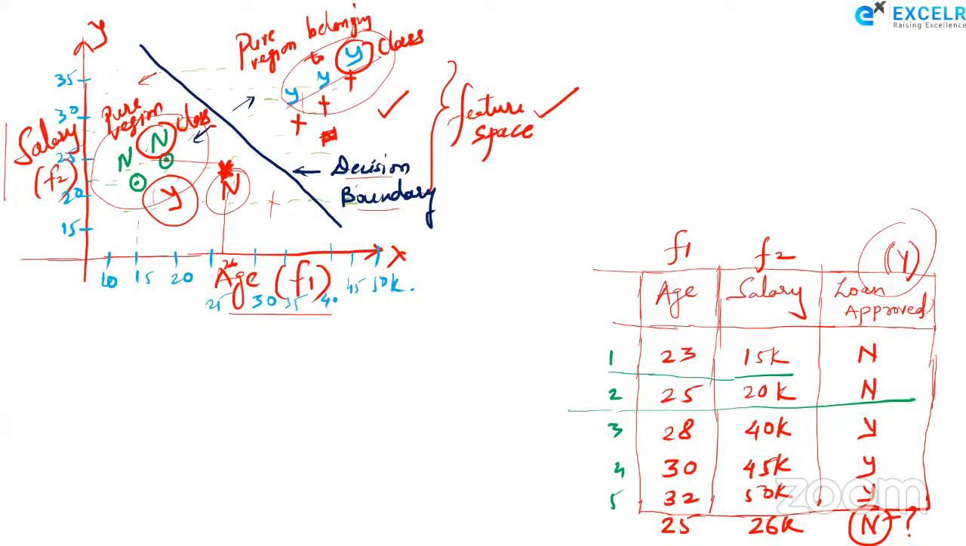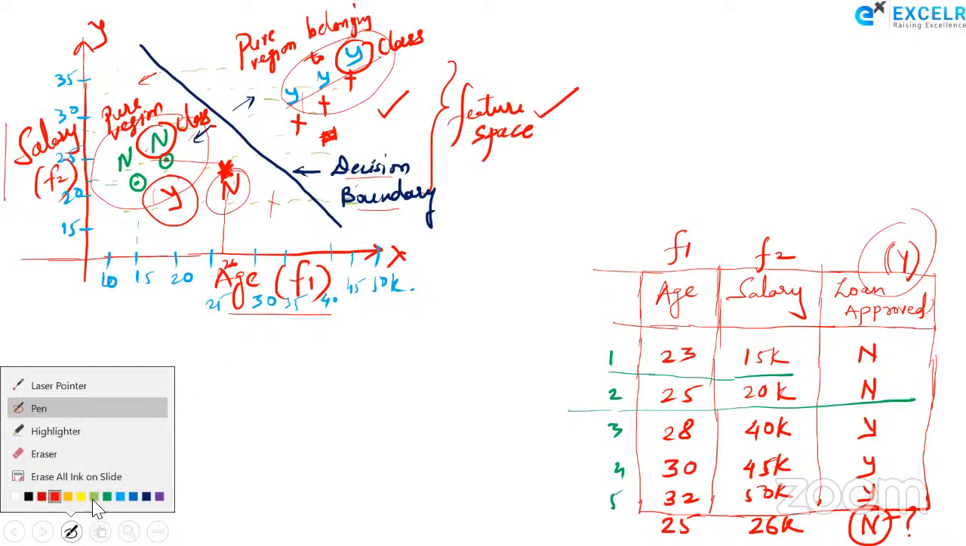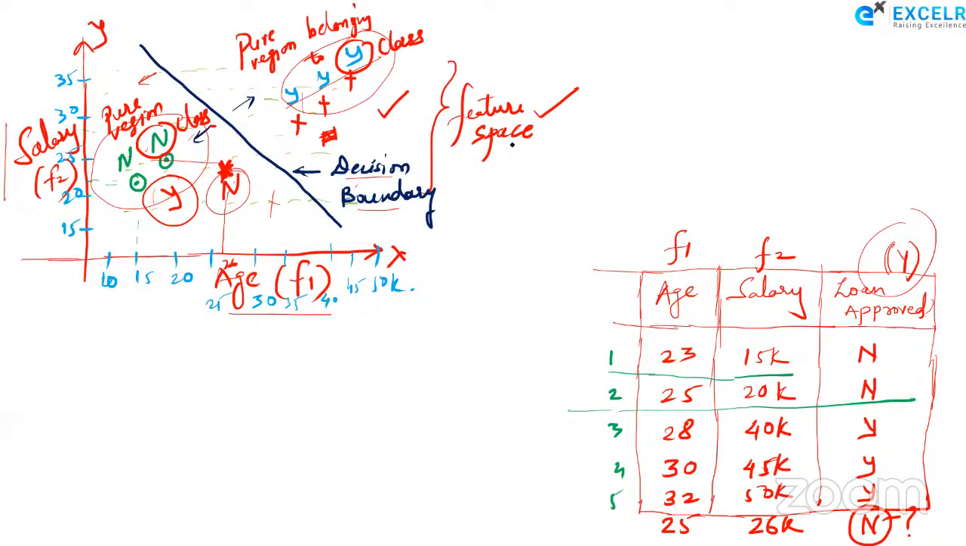Is the concept clear, guys? Are we clear with the terminologies? What is a feature space? What is the decision boundary, and what is the meaning of pure region? These concepts should be very clear in order to understand what is classification. Are you guys with me so far?